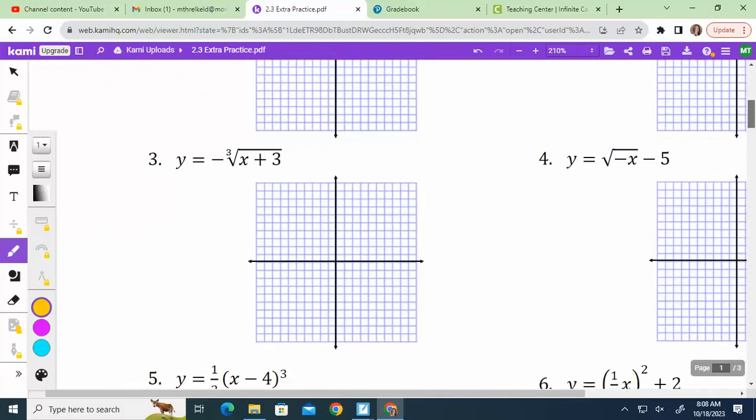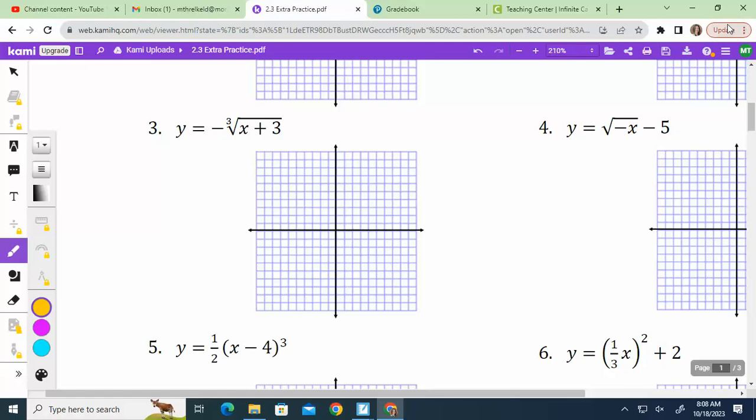Let's look at this one. So parent function is what? Cube root of 0 is 0. Cube root of 1 is 1. Cube root of 8 is 2. Negative 1, negative 1, negative 8, negative 2. Are you guys all okay with how to get the parent functions?